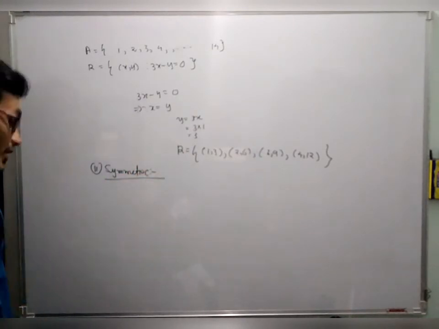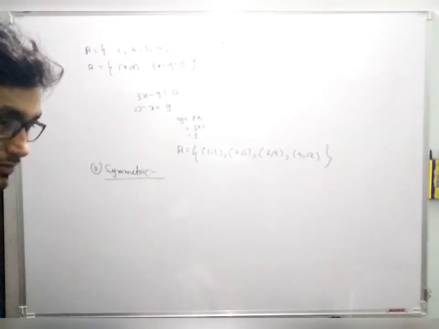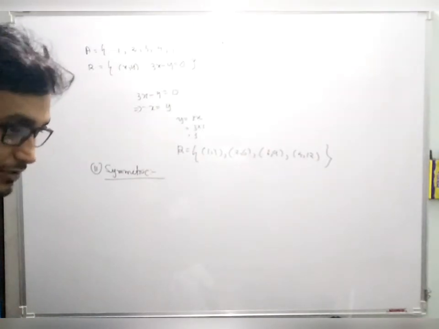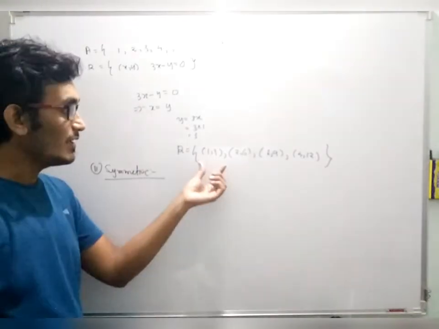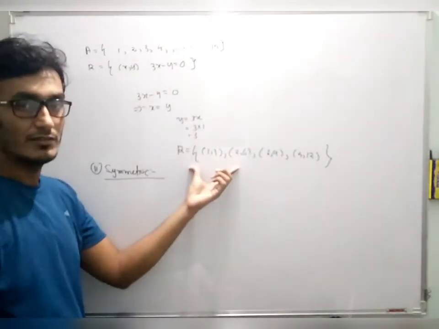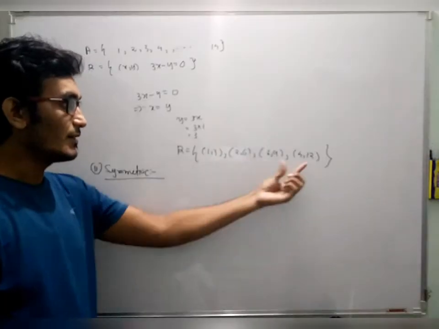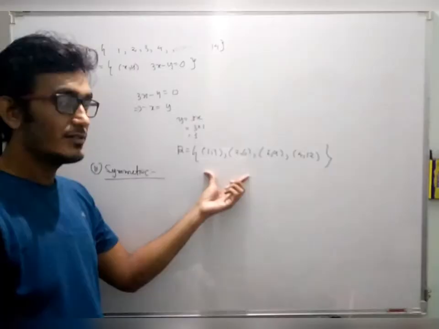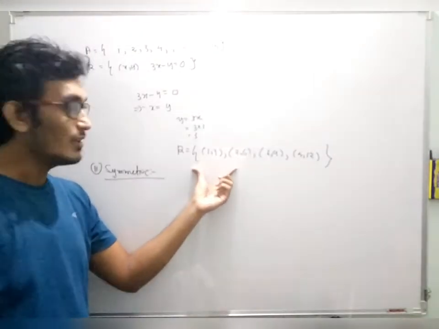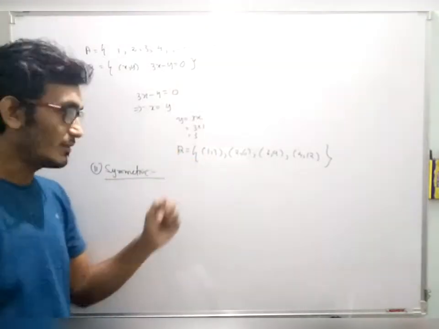A relation R is said to be symmetric. In the last video we discussed that a symmetric relation means every ordered pair in the relation, and there are 4 ordered pairs here, must have its reverse ordered pair.